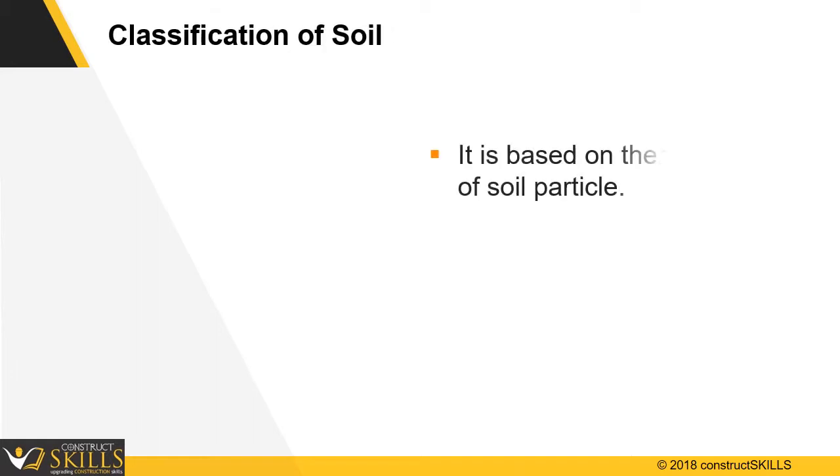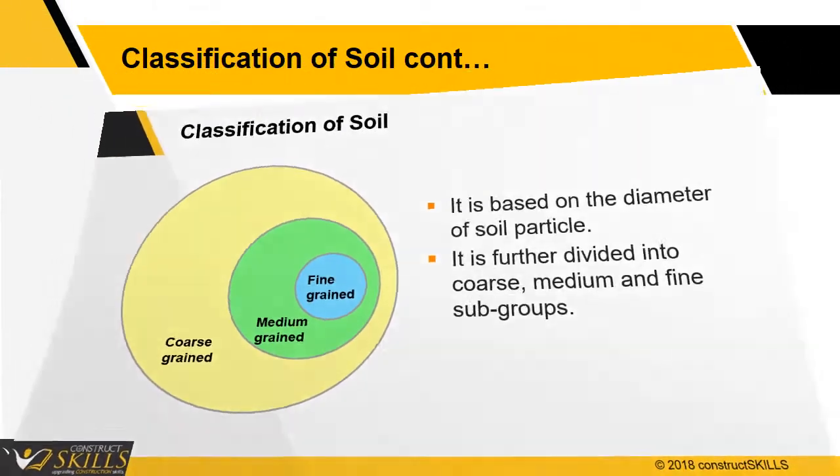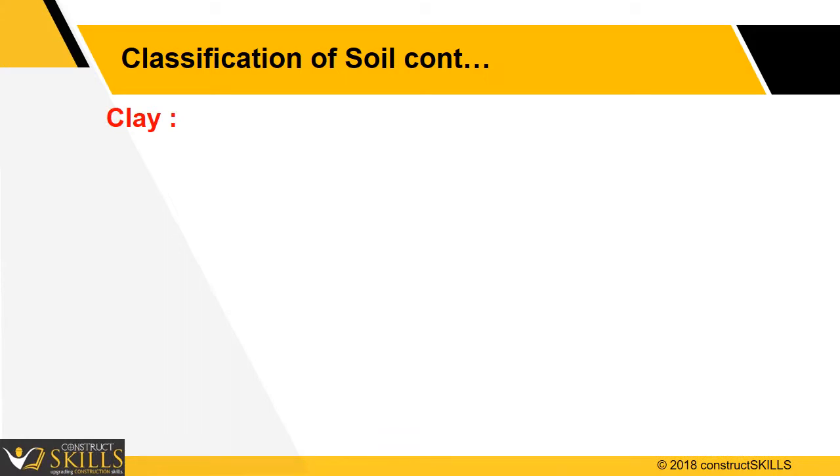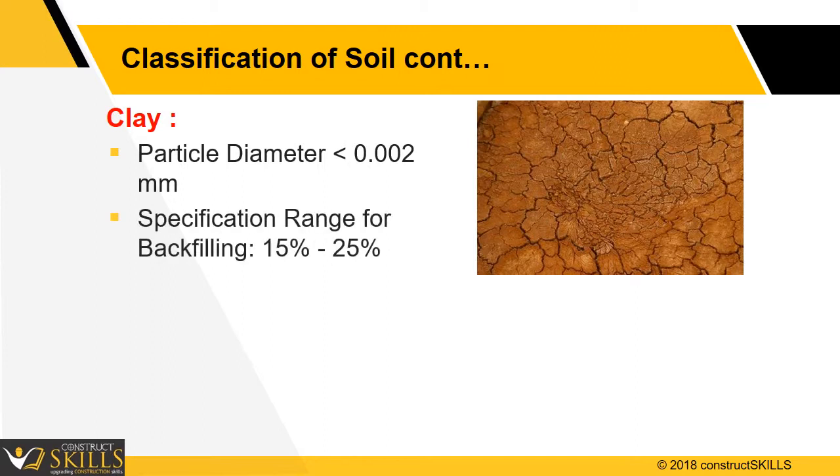Classification of soil is based on the diameter of soil particle. It is further divided into coarse, medium and fine subgroups. Clay is the smallest size particle and is sticky. Its diameter is less than 0.002 mm and its specified range for backfilling is 15% to 25%.